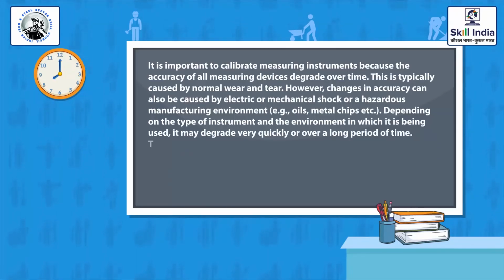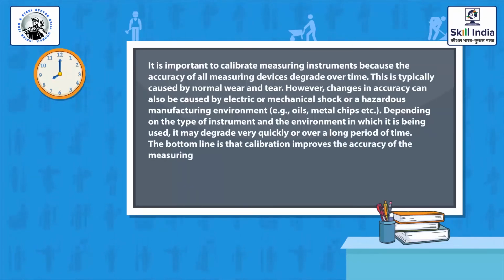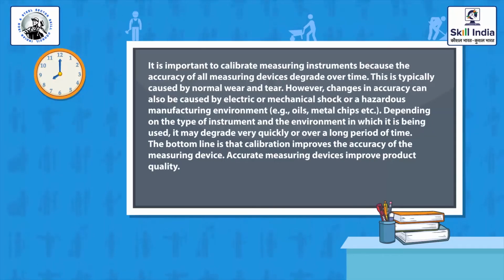The bottom line is that calibration improves the accuracy of the measuring device. Accurate measuring devices improve product quality. That was all about measuring instruments. Now let's proceed to diagnosis of defects.